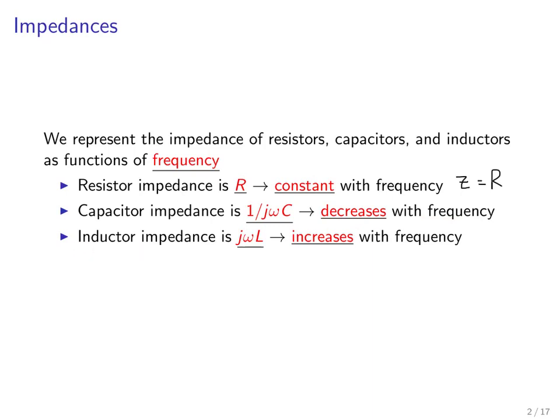And the third one is an inductor. An inductor's impedance is given by j omega times capital L. So j again is the square root of minus 1, omega is the frequency in radians per second, and L is the inductance in henries. And because this is directly proportional to omega, it's going to increase with increasing frequency.